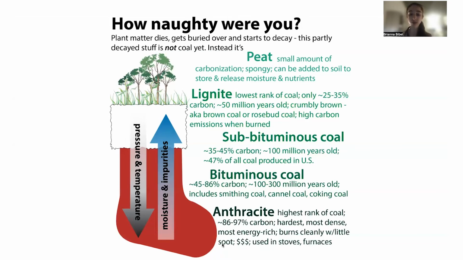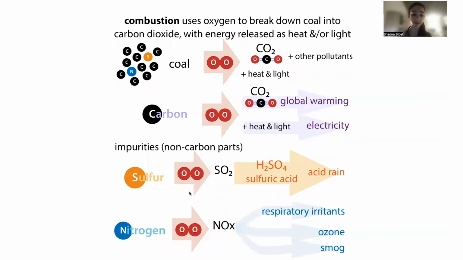It's also the most energy rich because, as we'll see, it's the carbon that gives us the fuel. It burns cleanly with little soot. If you have pure carbon, you don't have those impurities being released, but it's expensive, and it's used in stoves and furnaces. So how you actually get that energy is through combustion. Combustion is when you use oxygen to break down coal into carbon dioxide, and it also releases energy as heat or light.